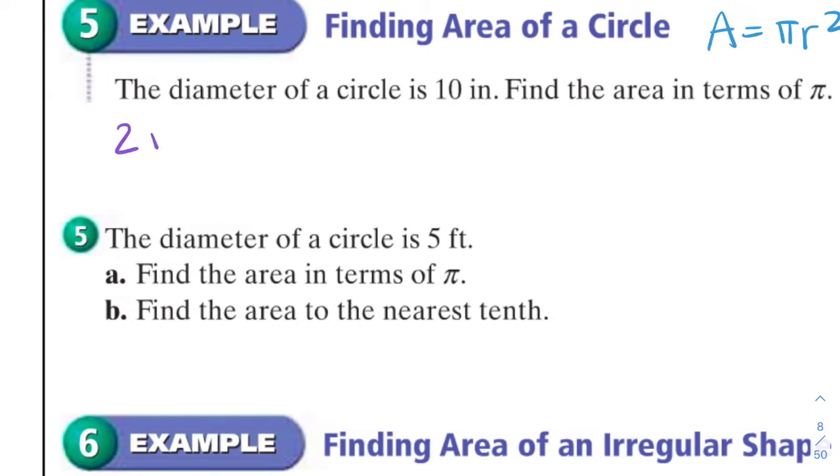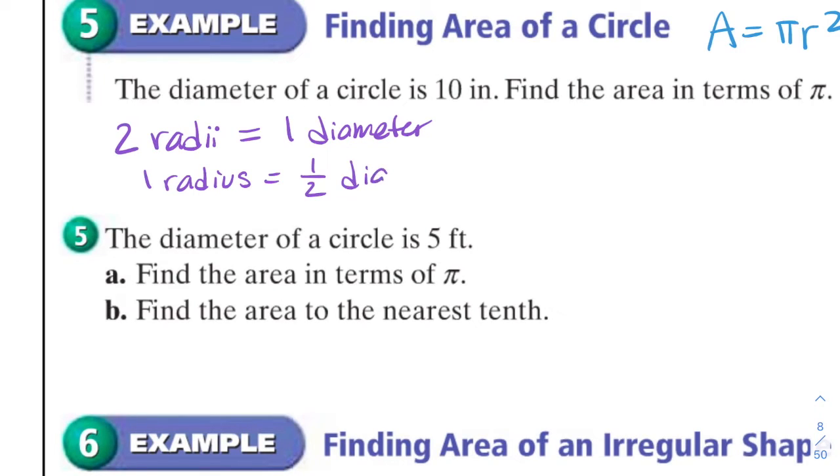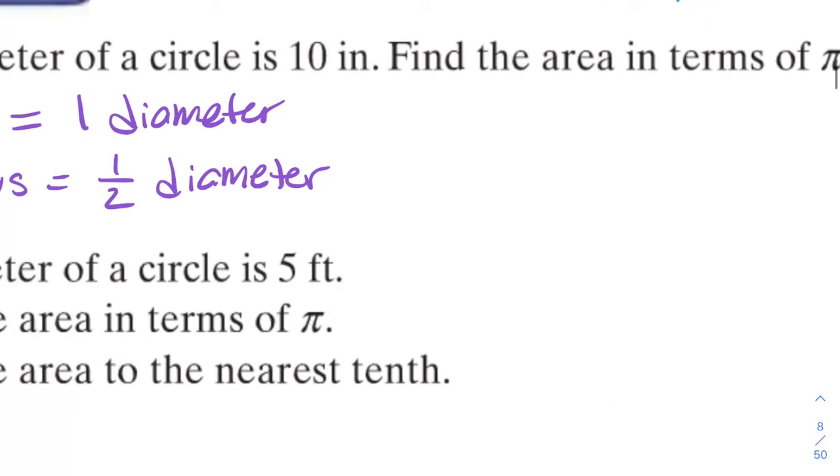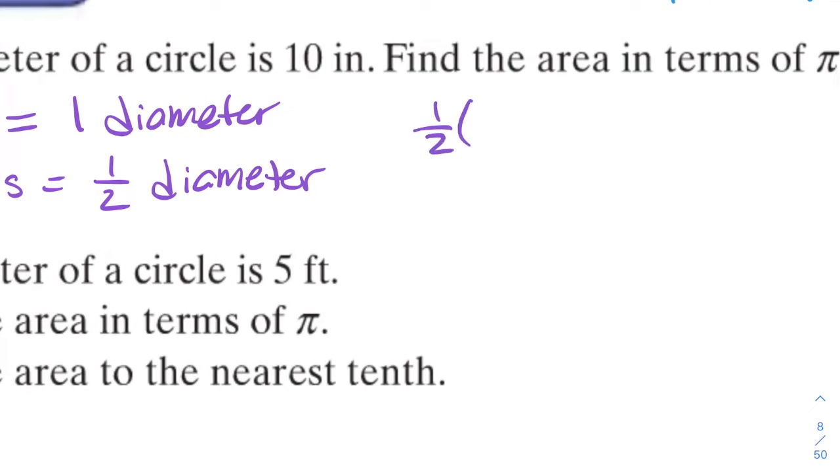So there are 2 radii, radiuses, plural is radii, spelled with 2 i's. 2 radii equals 1 diameter. So if the diameter is, so 1 radius is equal to half a diameter. If I divide both sides by 2, right? So if the diameter is 10, half of 10 is 5 inches. So the radius is 5.